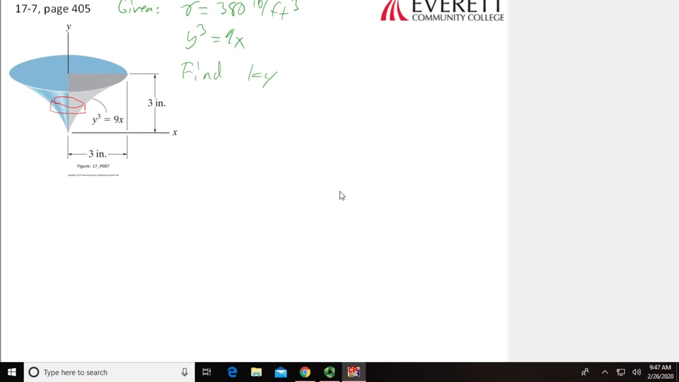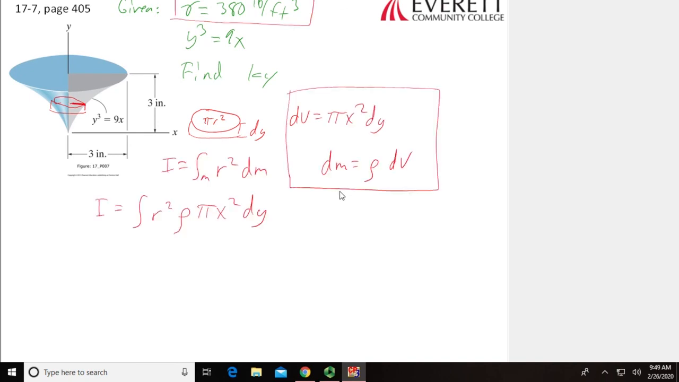We know that a little piece of that volume is going to be the area, which is pi r squared, times the height. The height is a small change in y, and my r in this case is just going to be x. So a little piece of volume is equal to pi x squared dy. Now I have to remember that a little dI is actually equal to 1/2 r squared dm.